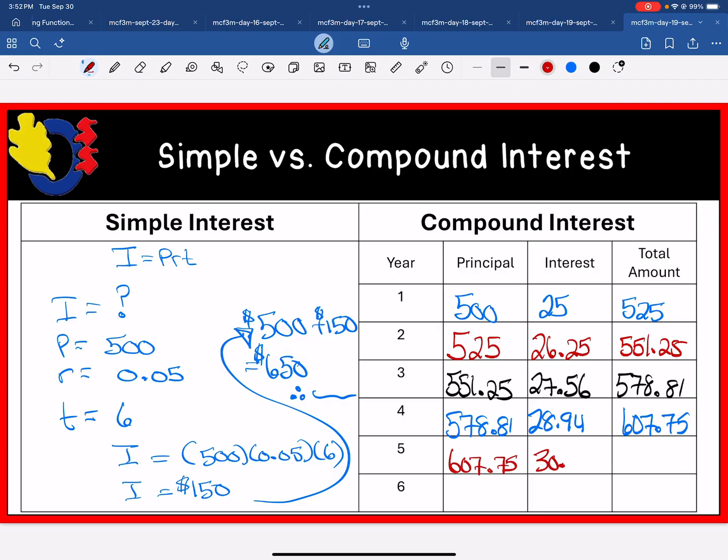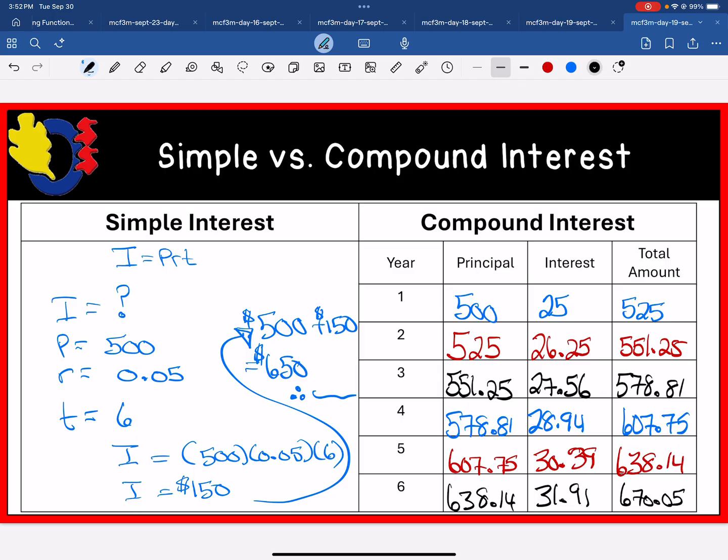So $30.39 is our interest for year 5, $638.14. And now that goes as the principal for year 6. So we get $31.91, 670.05. Okay, so there's got to be an easier way.